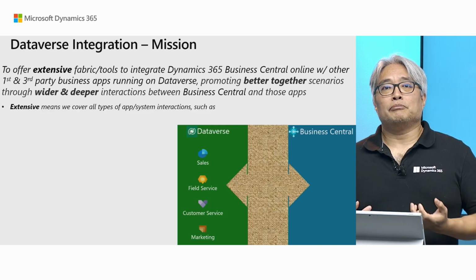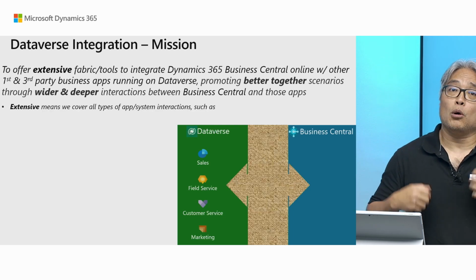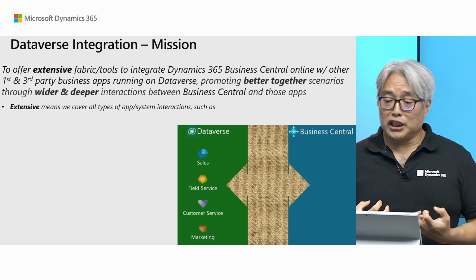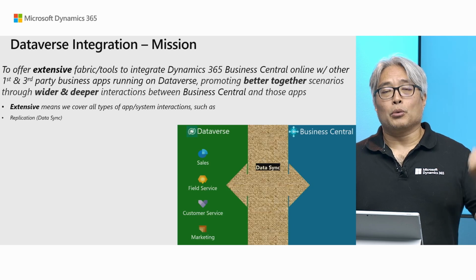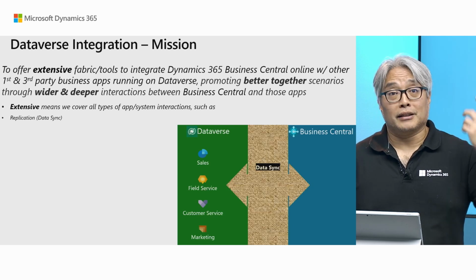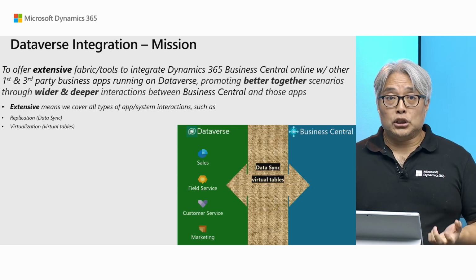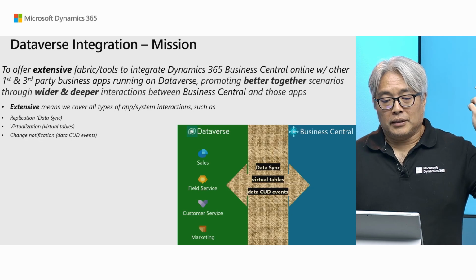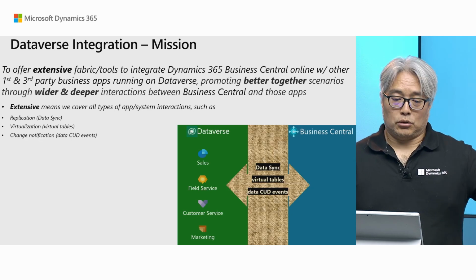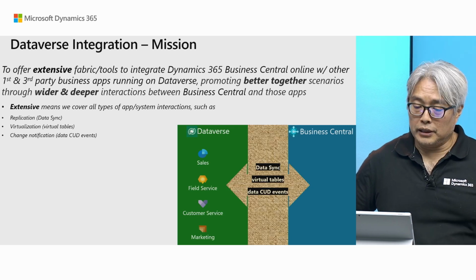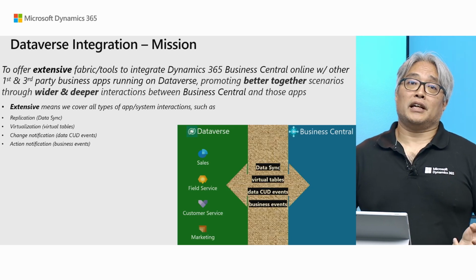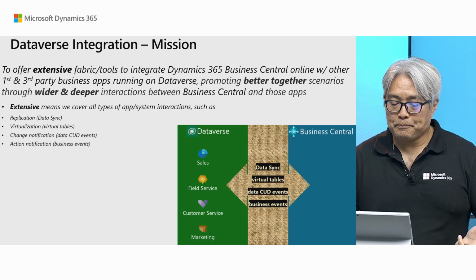What does extensive mean? Extensive means we want to cover all types of app or system interactions, such as replication or synchronization, or what we're still calling data sync, virtualization or virtual tables, change notification, or what we call data cut events, data created, updated, or deleted events, action notification, or what we call business events, right?